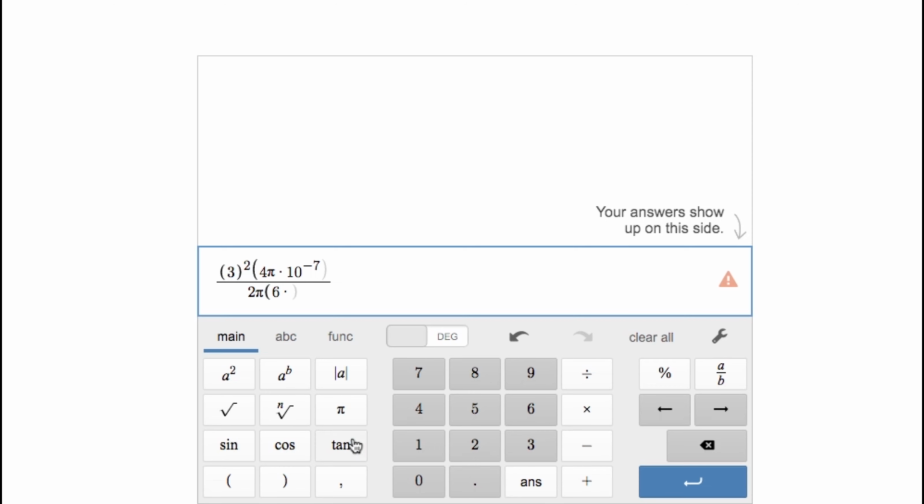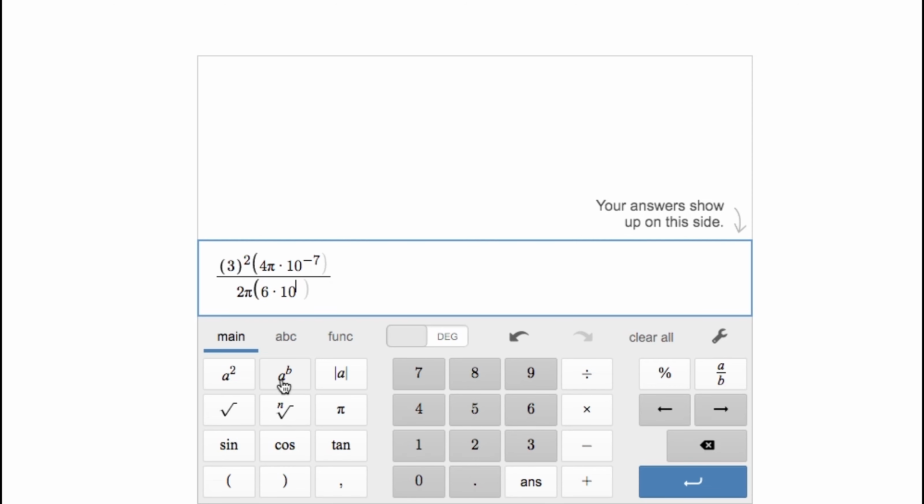Now, since we are calculating force per unit length, the units are going to be newtons per meter. And if we use a calculator, we see that the answer is 3 times 10 to the negative 5th newtons per meter.